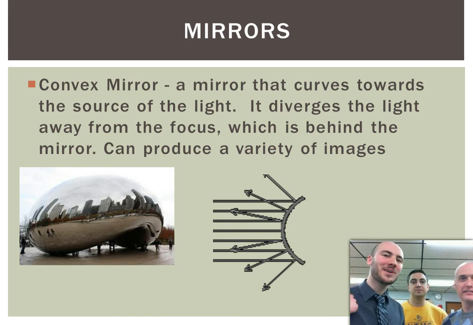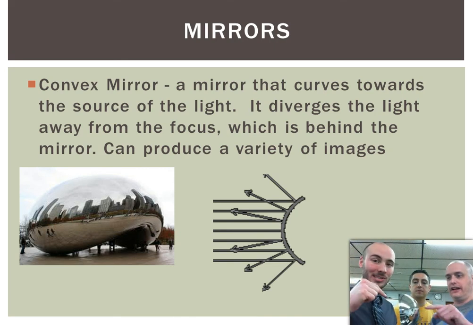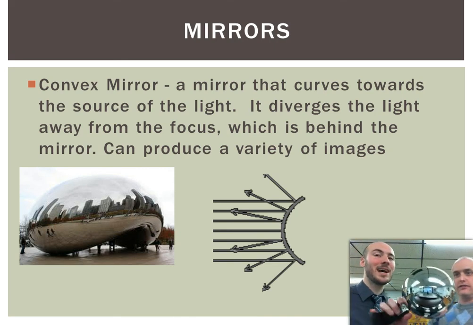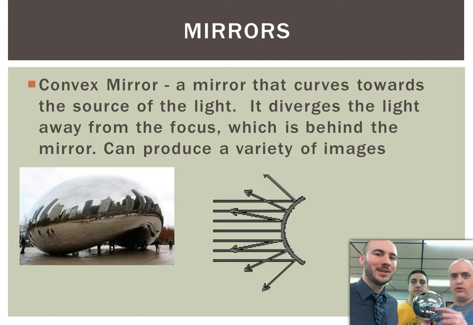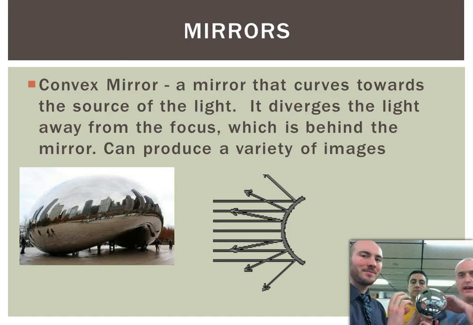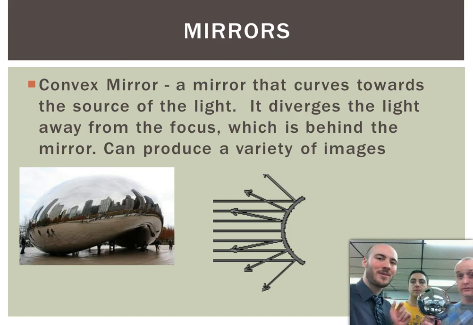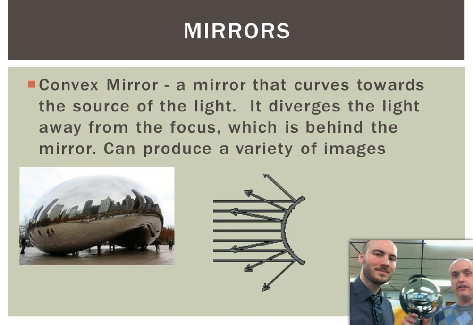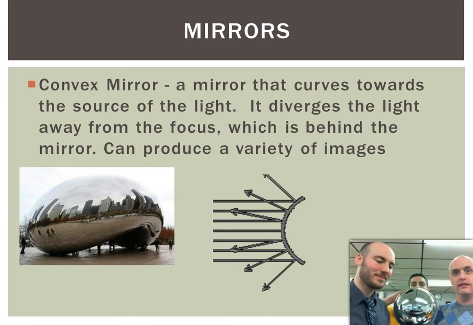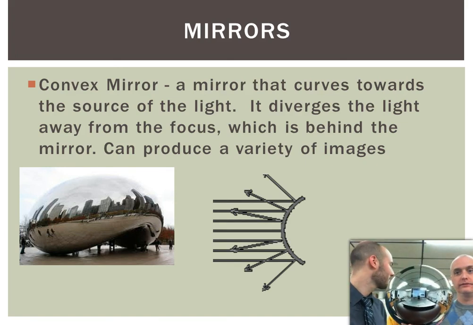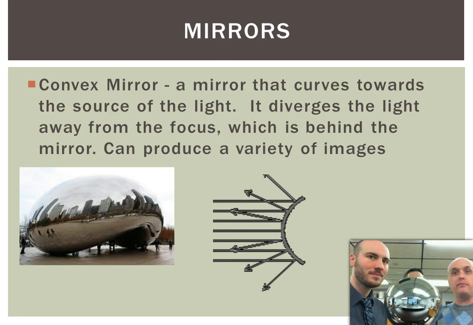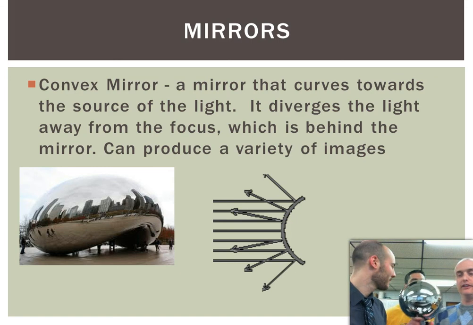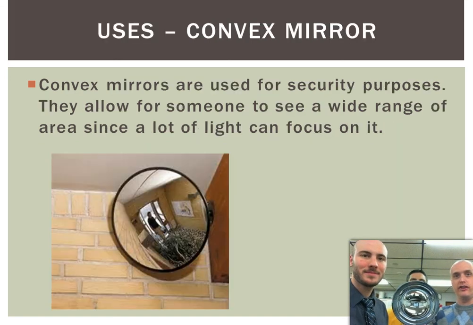So anyway, a convex mirror is a mirror that curves towards the source of the light. So the other side of our concave mirror is a convex side. It diverges, so it scatters that light away from the focus, which is behind the mirror. So the focus is back here behind the mirror, and it pushes all light away from that. And that's what's happening in that picture there. It makes an upright image, but because it's spreading it out, you get a kind of weird looking image. It's like a funhouse mirror, but the image is upright. You just look bigger, taller, stretched. So convex is upright and concave is inverted. All right.